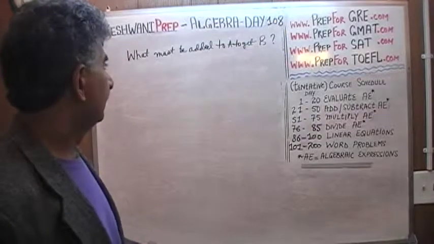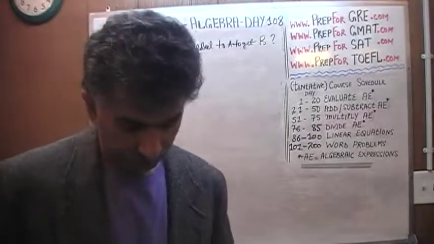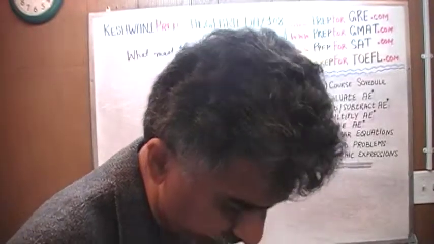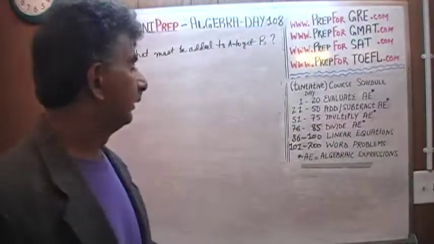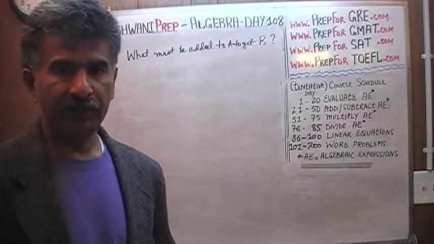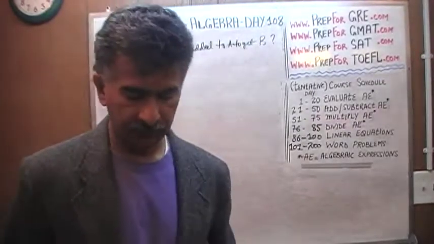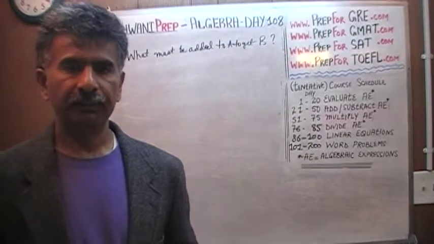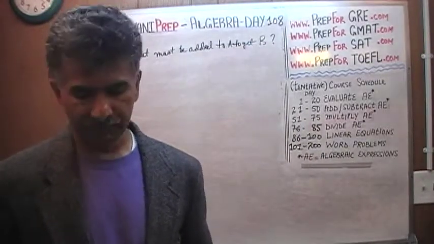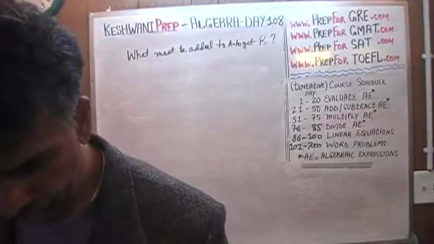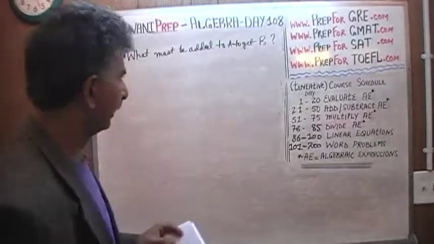What must be added to A to get B? Well, again, as you have seen in the first 7 days, the simplest and easiest way to tackle an algebra problem, particularly in the beginning when you're first learning how to handle it, is to simply make up numbers, plug in numbers for the variables, and see what it works out to be. So let's plug in numbers here.